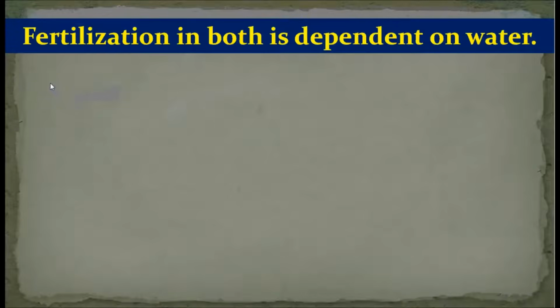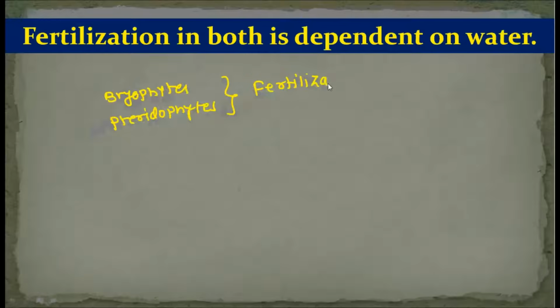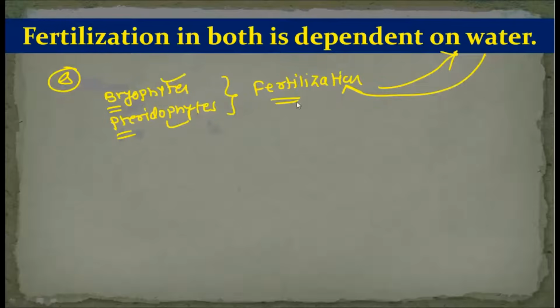The next similarity is that fertilization in both is dependent on water. That is, in bryophytes and pteridophytes, fertilization, that is, the union of male and female gametes, is totally dependent on water. Whether bryophytes or pteridophytes, both plants require water for fertilization. Without water, there will be no fertilization. So this is a very strong similarity between the two, that both plant groups, the bryophytes and pteridophytes, require water for fertilization.